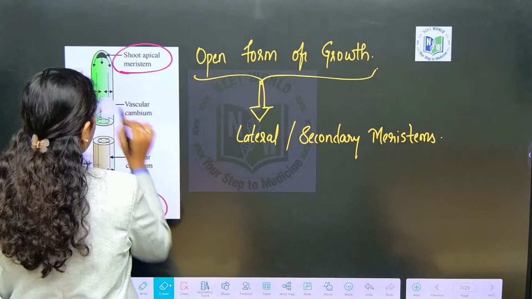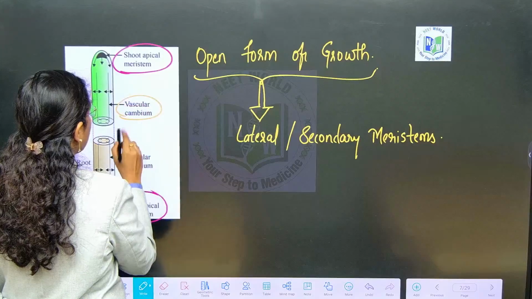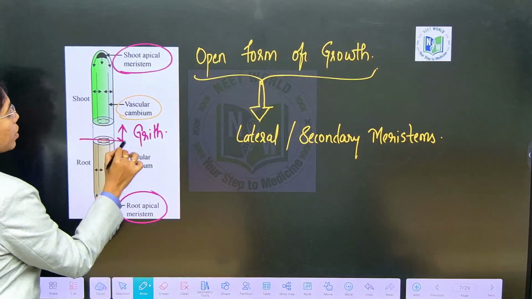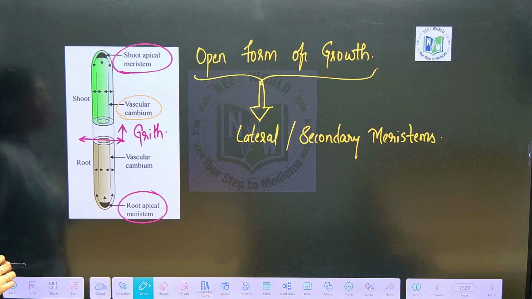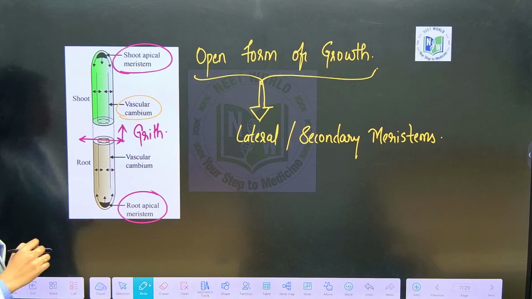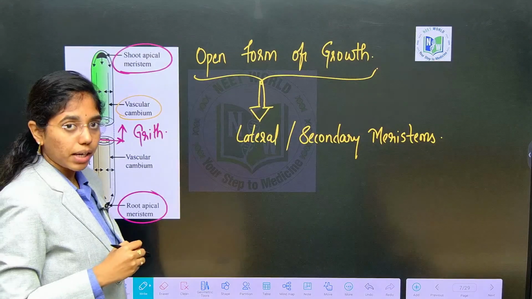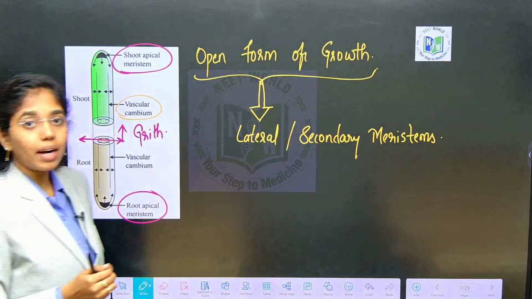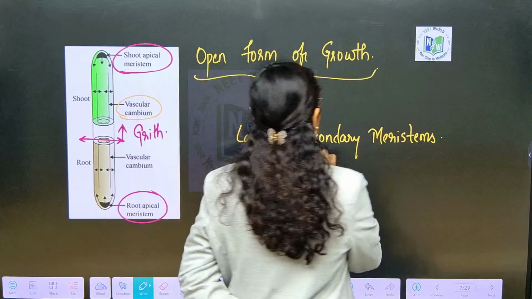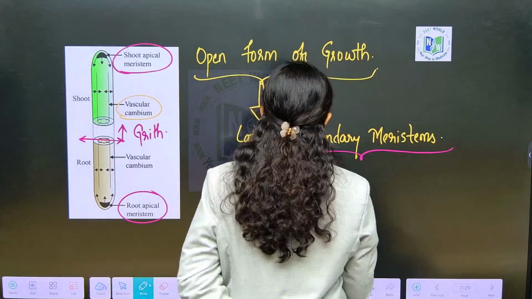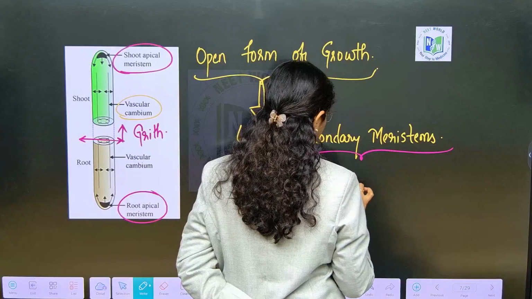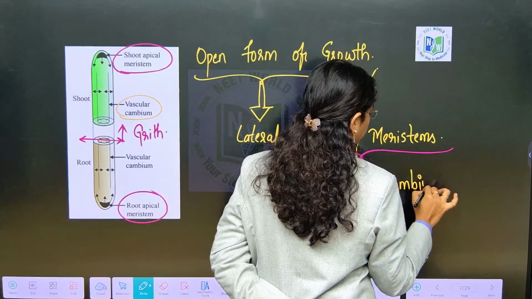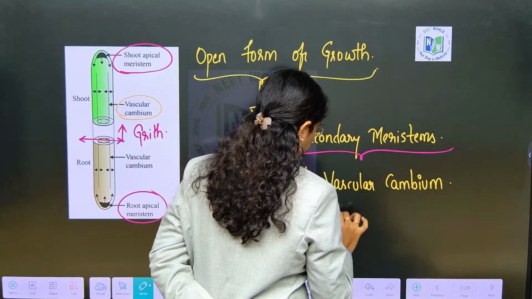Vascular cambium or cork cambium will increase the girth of the plant, okay. The girth or the diameter of the plant will be increased. So, that is addressed as what? Open form of growth. And these are known as lateral meristems because they appear in the later part of the plant life and they are involved in increasing the girth of the plant. So, those secondary meristems include both vascular cambium and cork cambium.